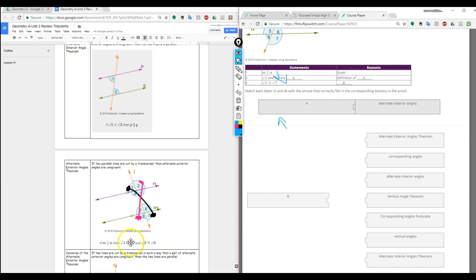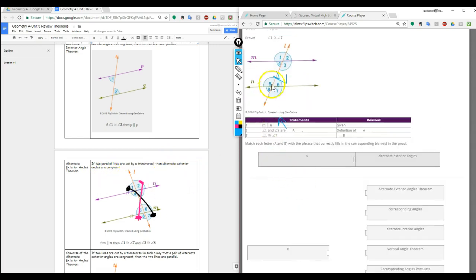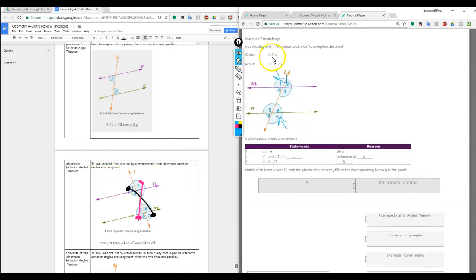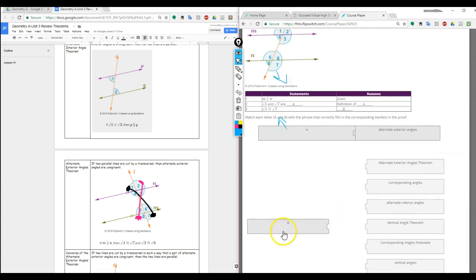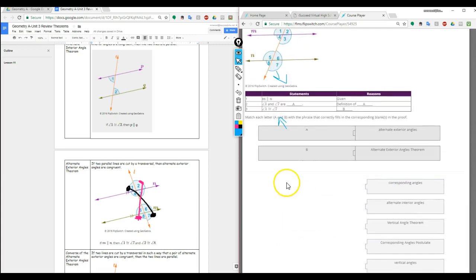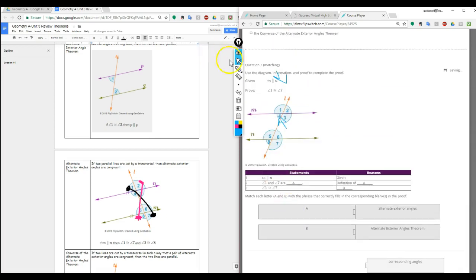The reason for B is the alternate exterior angles theorem. If two parallel lines are cut by a transversal, then alternate exterior angles are congruent. So do we have parallel lines? Yes, it was given right there. And these two are cut by the transversal L, and they are alternate exterior angles. So by that theorem, they are congruent.